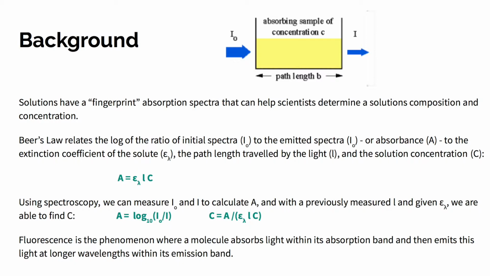Our background of knowledge included what we knew regarding solutions, which have a fingerprint absorption spectra that can help scientists determine a solution's composition and concentration. We also knew about Beer's law, which states that absorption is directly related to concentration. Essentially, this law states that the absorbance of a light-absorbing material is proportional to its concentration in solution, and this is seen through our various equations.